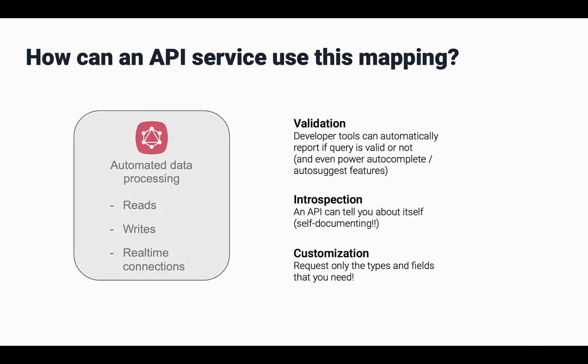We can build on this schema and automate a lot of the translation work between type fields and database fields. In GraphQL jargon, reads, writes, and real-time connections are called queries, mutations, and subscriptions. With the schema, we can also upgrade the developer experience with automatic documentation, auto-suggest when writing a query, and of course, requesting only the data you need.